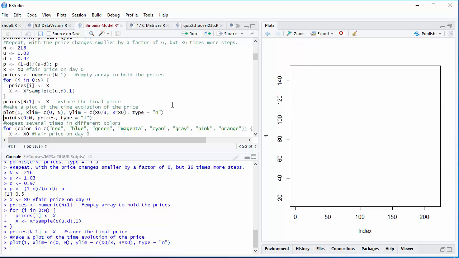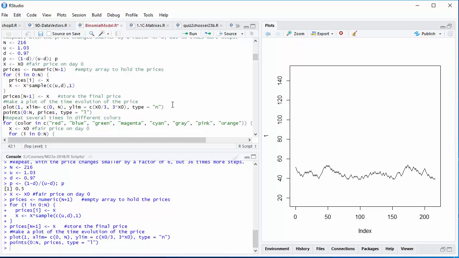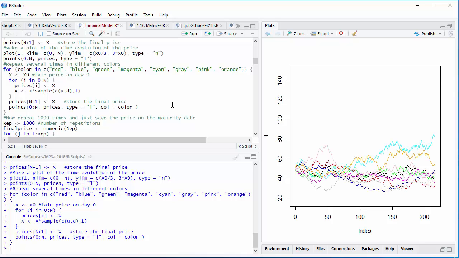And in this case, since there are 217 components in this vector, I'm not going to print it out. I'm just going to make a plot. And it looks like one of those stock charts you see from people who are trying to sell you technical analysis stuff over the web. As I said, if I do this different times, I can get different results. And here I've run through a bunch of colors and got 7 different examples of how the stock price might evolve in accordance with this model.